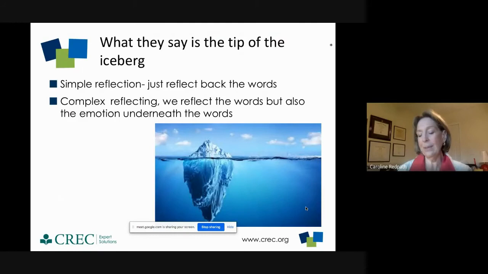What they say is just the tip of the iceberg, and we can do a simple reflection, just reflecting the words back to them, or we can do a complex reflection where we reflect the words and the emotion. If a student said, I didn't want to do it, I was busy texting with my friends, you could say, you didn't feel like doing your homework. A complex reflection might be, you didn't feel like doing your homework last night. You didn't want to miss out on being with your friends. So, giving a little more information with it.